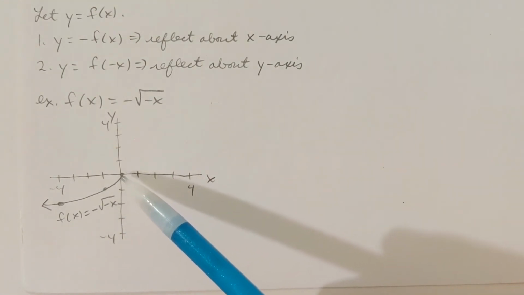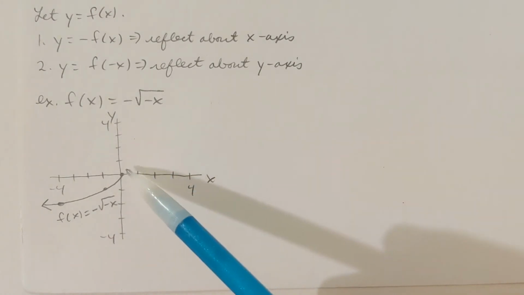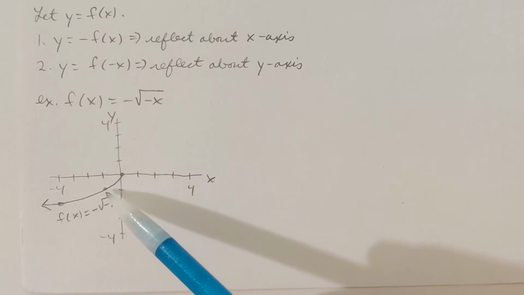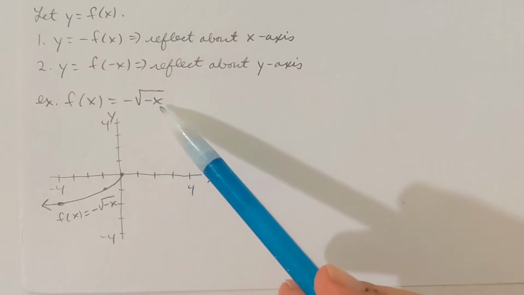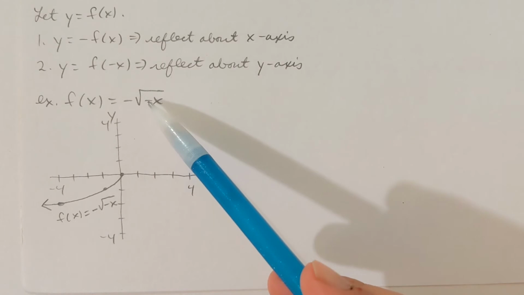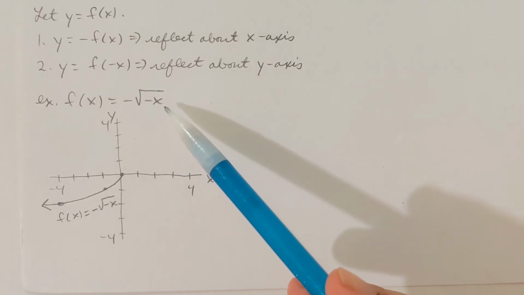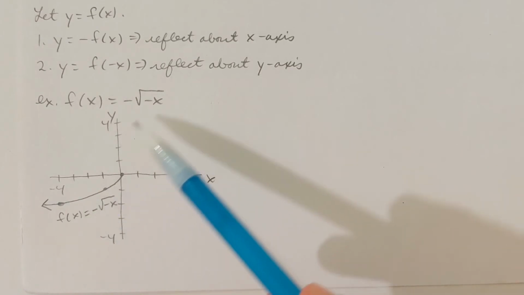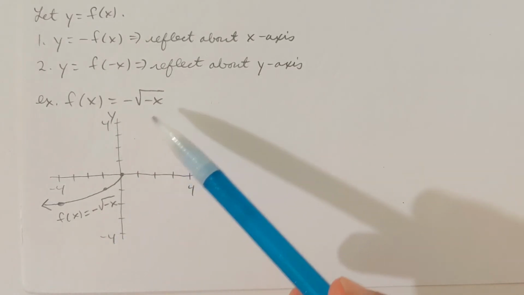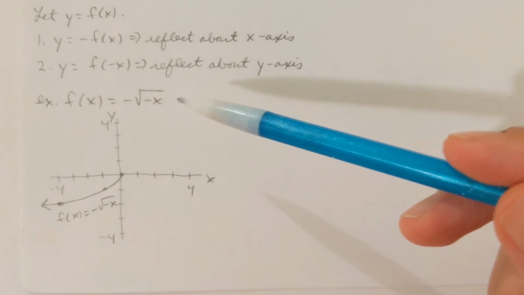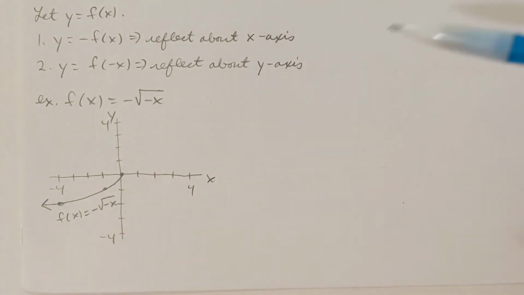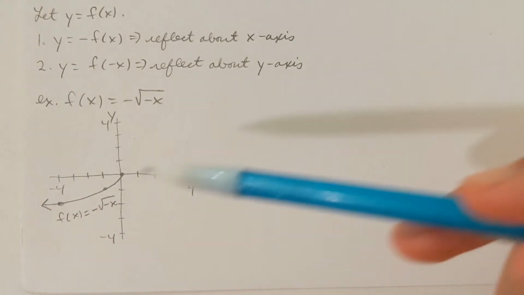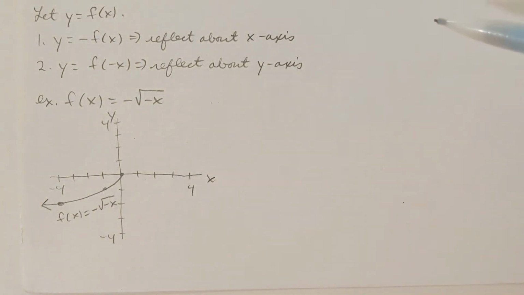So ultimately I have this graph in quadrant 3, and I've got some points labeled here. If x is 0, y is 0. If x is negative 1, the square root of 1 is 1, and I've got the negative in front of that, so negative 1 is the output. If x is negative 4, the square root of 4 is 2, so negative 2 is the output. Okay?